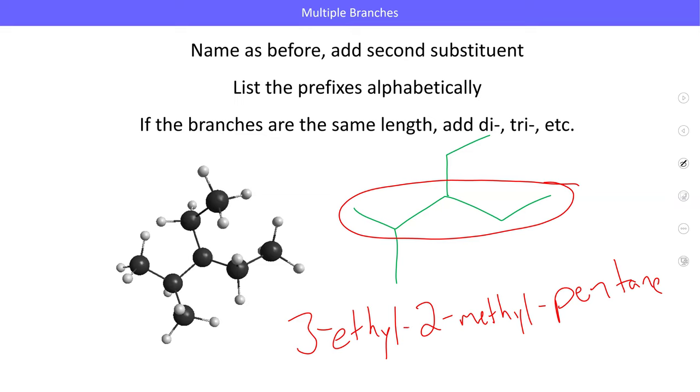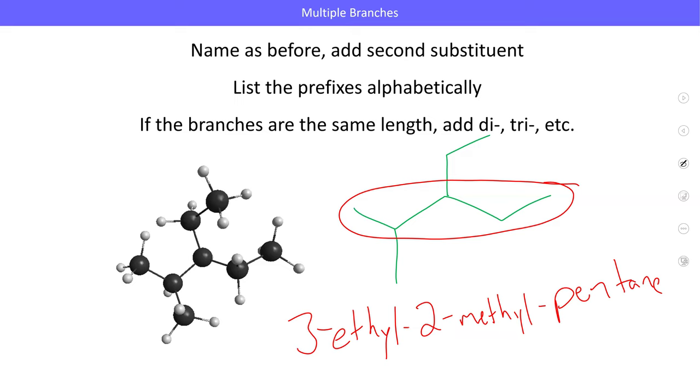So 3-ethyl-2-methylpentane. As we start getting to larger molecules, technically that 3 is not necessary because the ethyl can only go on the center carbon, just like we talked about. But it starts looking funny to not have the number on the ethyl group when there's another branch, just like the methyl. I don't mind. Like I said, I would always rather be redundant than ambiguous. So when in doubt, include that number.